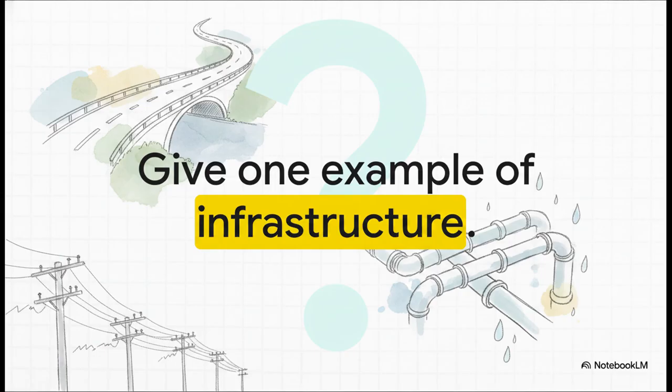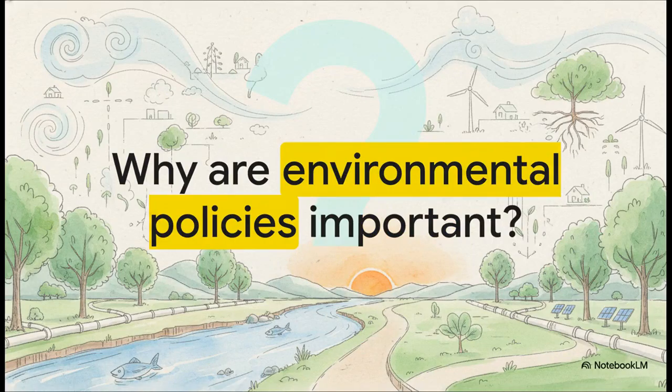Give one example of infrastructure. Well, you could say roads, bridges, or schools. Those aren't just concrete and steel. They're the vital, life-sustaining arteries of a city. And lastly, why are environmental policies important? Exactly, because this massive scale of construction requires governments to protect nature and maintain safety. We construct the rules that dictate our physical spaces.